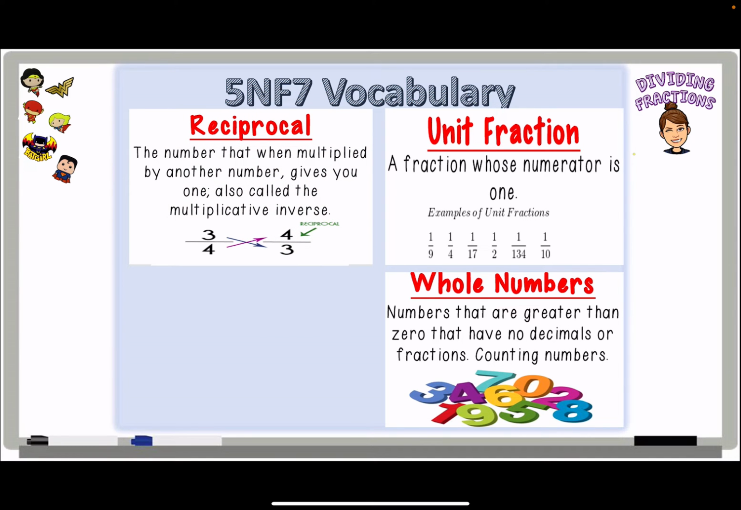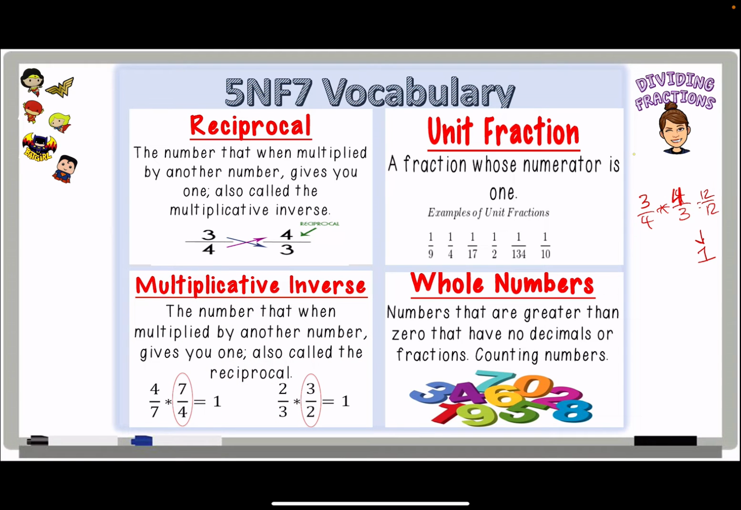Reciprocals are super important when we're talking about division of fractions. Reciprocals are numbers that, when you multiply them by another number, get you 1. So here, if I take 3/4 and I multiply it by 4/3, I get 12/12, which we know is equal to 1. So 4/3 is therefore the reciprocal of 3/4. This is also referred to as the multiplicative inverse, again, the number that when multiplied by another number gets you 1.